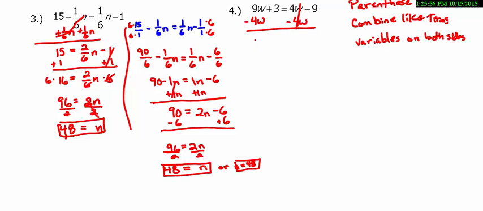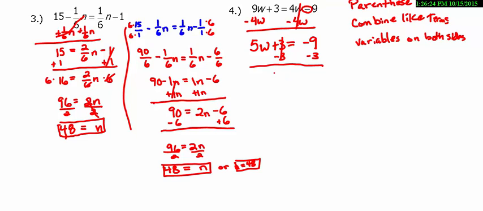9 minus 4 is 5w plus 3, and make sure that you don't forget that is a negative 9. Most common error that you could have in this problem would be forgetting to bring the negative down. All right, your next step would be, is there something that is not attached to the variable, and that is the 3. It's a plus 3. We're going to undo this with the inverse operation of addition, subtraction.